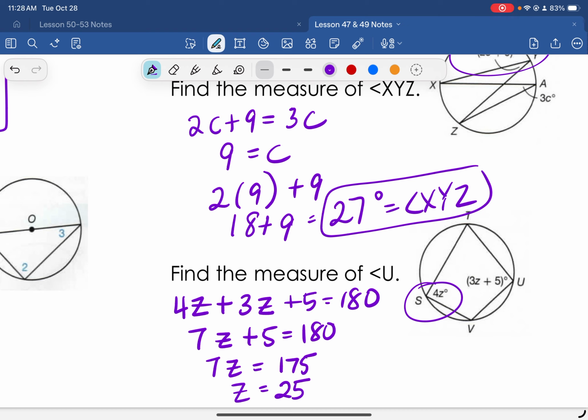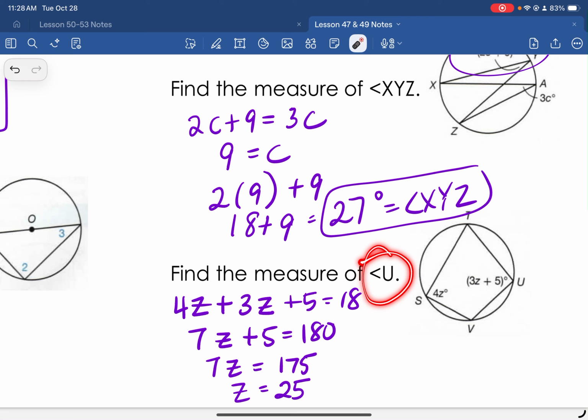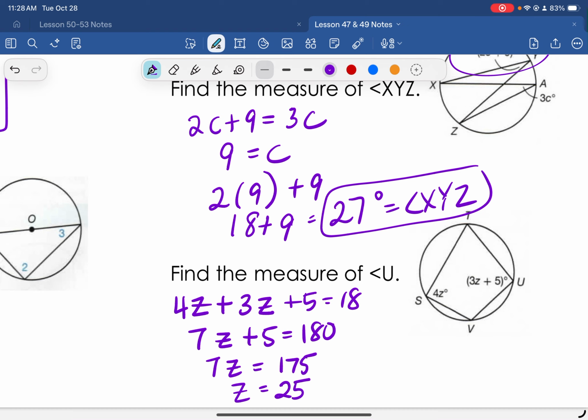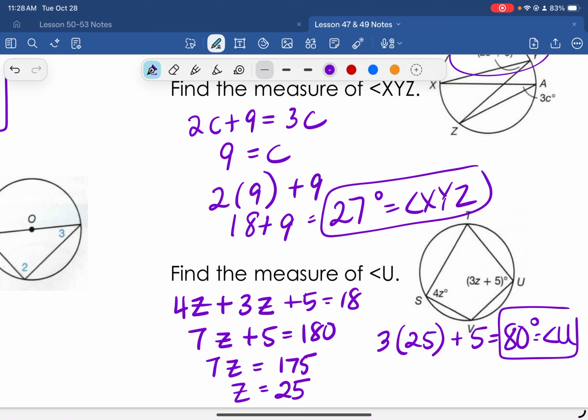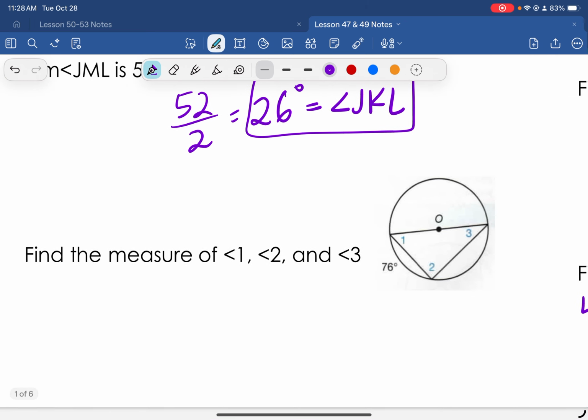Actually, no, it says for U, right? Find angle U. So that would be this one right here. All right, so we are going to take 3, plug in the 25 plus 5, and we get angle U to be 80 degrees.